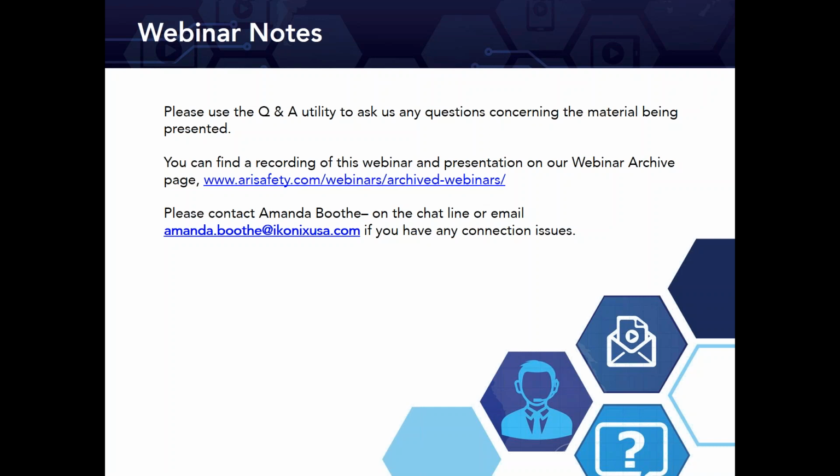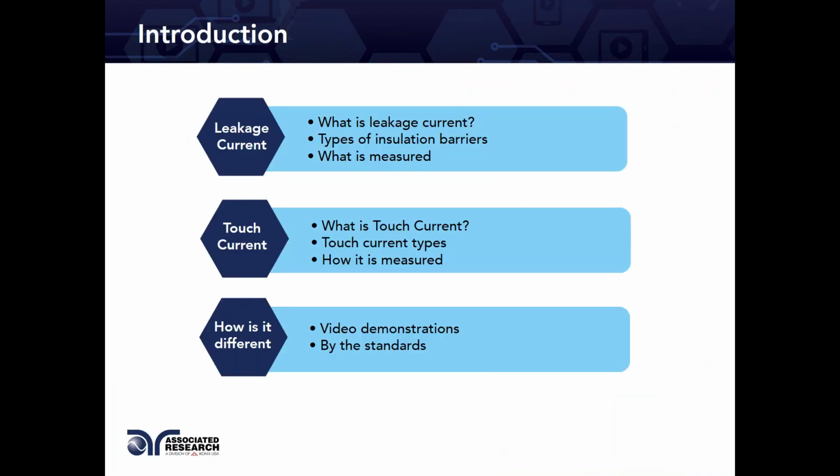So with that said, let's dive into the material and see what we're trying to cover today. We're going to start with understanding what is leakage current. I know we've used this term leakage current in some of our previous webinars when it comes to HiPot testing, so we're going to make sure we understand what leakage current we are talking about this time around. We're going to look at how it is measured, how it is performed, and what the requirements from the standard are.